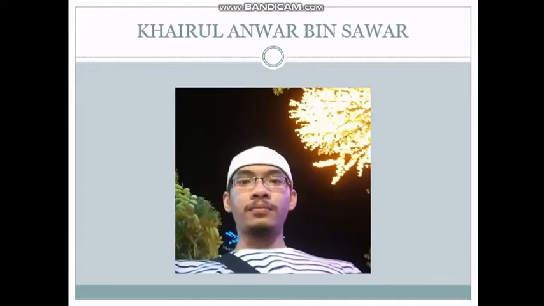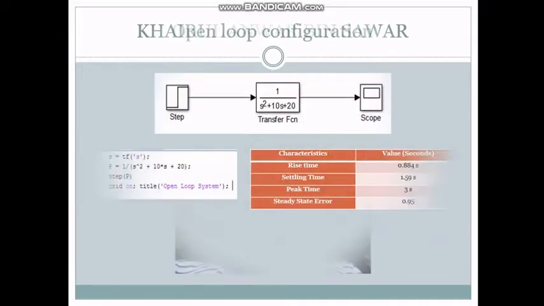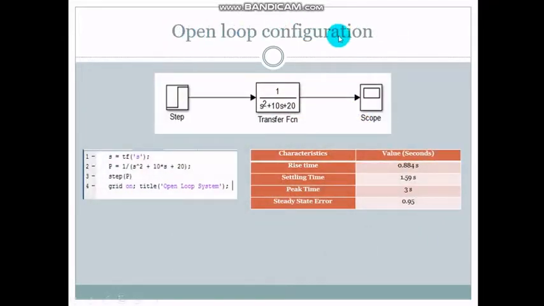I'm going to explain a little bit about the open loop configuration and the closed loop configuration of cruise control. This is the open loop configuration. This is the configuration where we put in the Simulink, where it consists of a step block, a transfer function block, and the scope for the output graph.